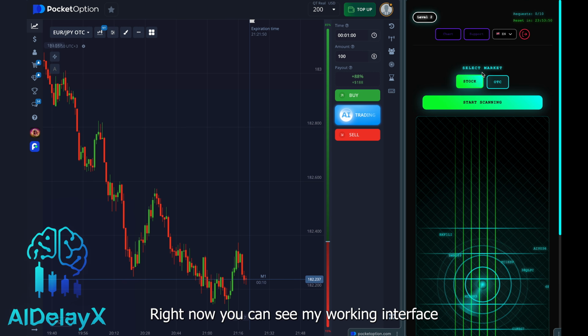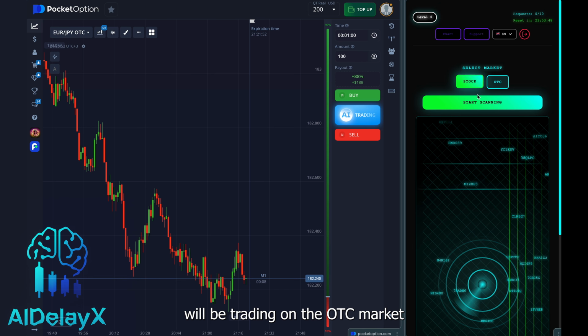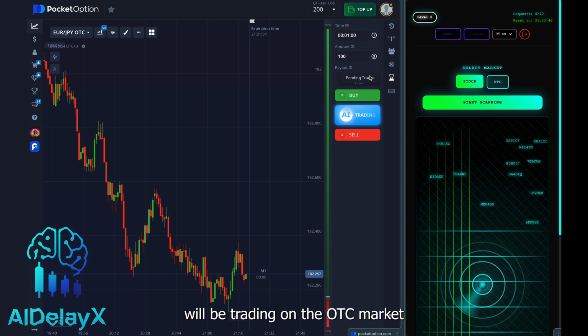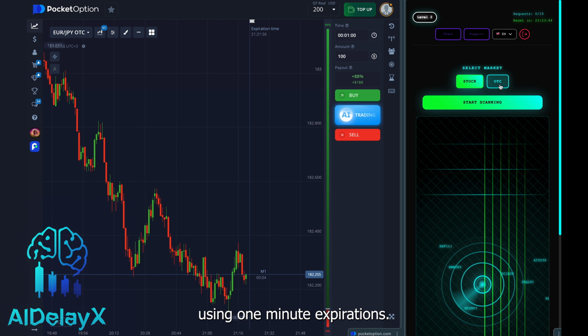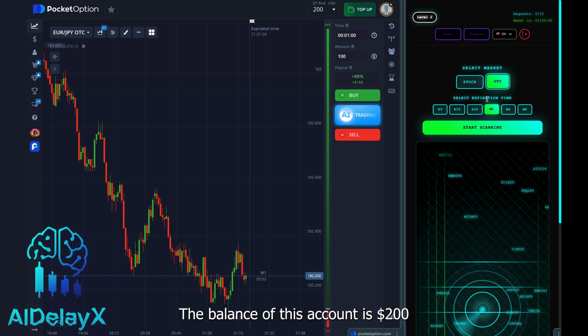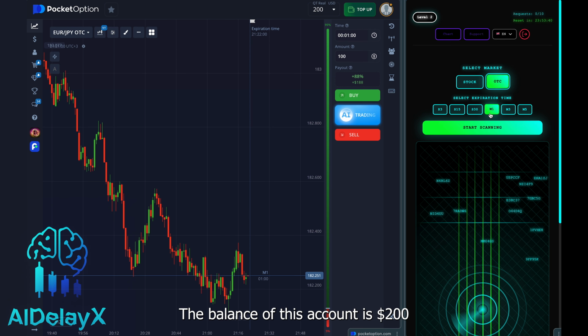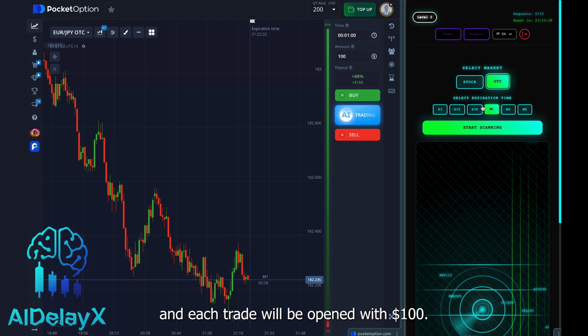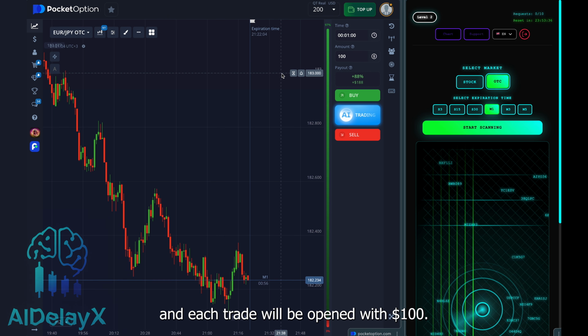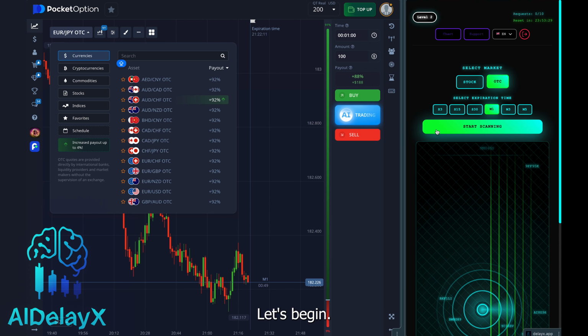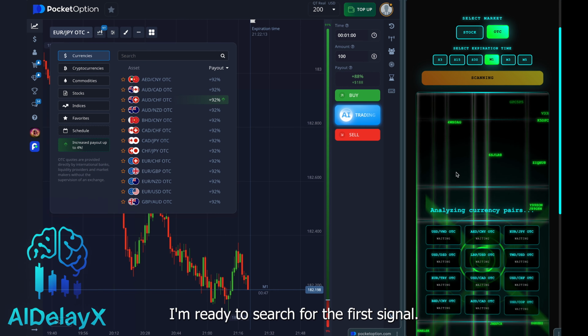Right now, you can see my working interface. We'll be trading on the OTC market using 1-minute expirations. The balance of this account is $200, and each trade will be opened with $100. Let's begin. I'm ready to search for the first signal.